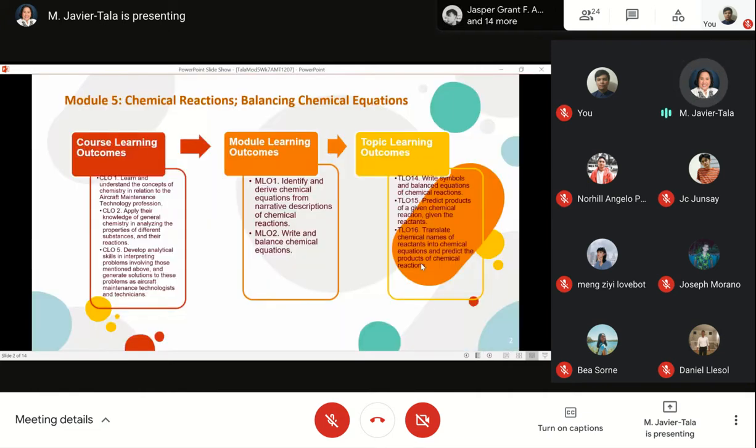Okay. So for this module class, you should be able to identify and derive chemical equations from descriptions of chemical reactions, meaning from the names, you should be able to write their formulas as a chemical equation. Then after writing your chemical equation, you should be able to balance it. Then also, you would be able to predict the products of a chemical reaction.